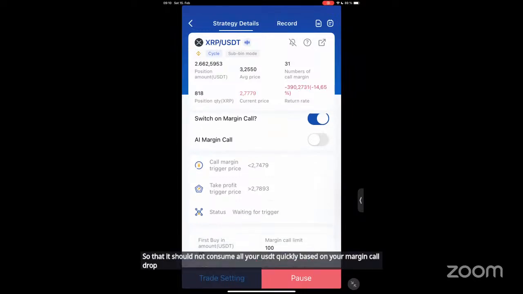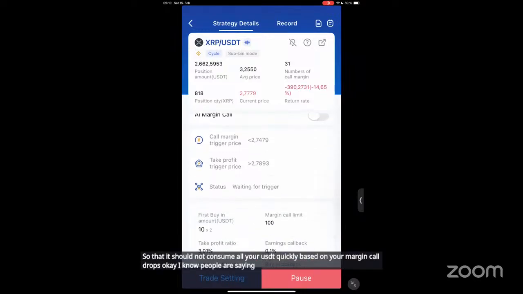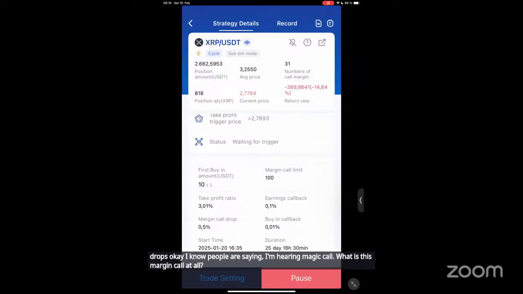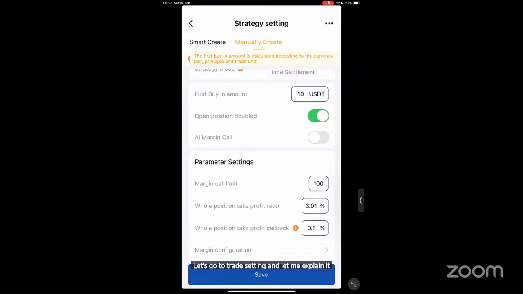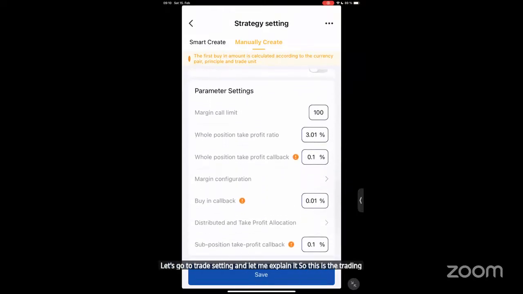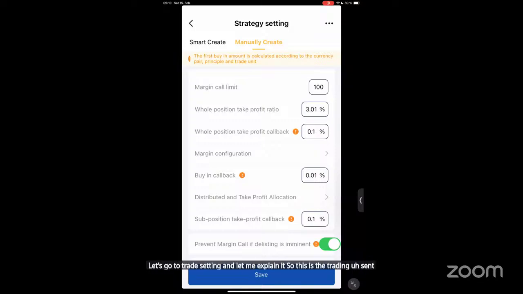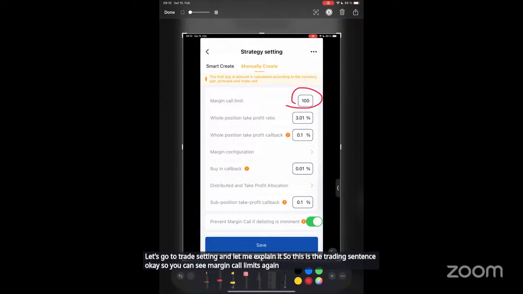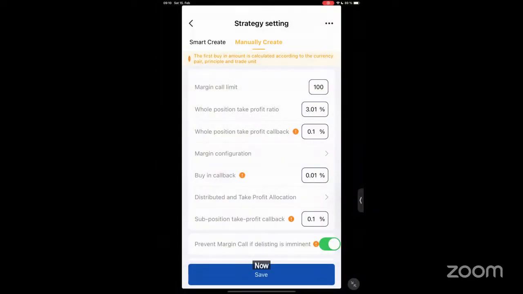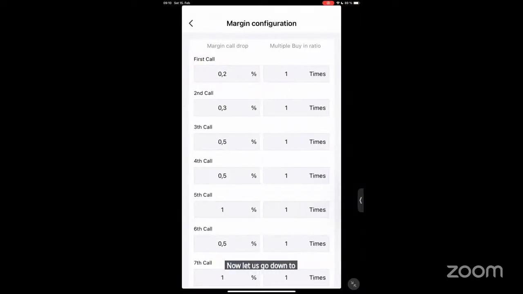Okay. I know people are saying, I'm hearing margin call, margin. What is this margin call at all? Let's go to trade setting and let me explain it. So these are the trading settings. Okay. So you can see margin call limit again, 100 margin call limit. Now let us go down to margin configuration.